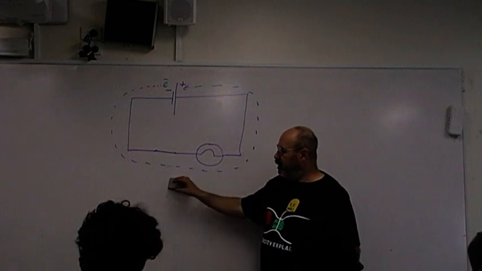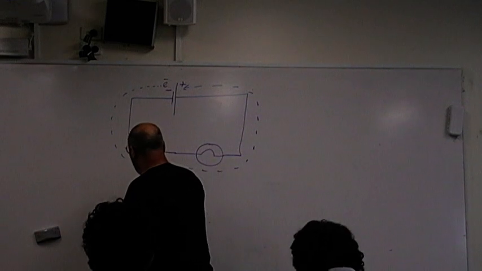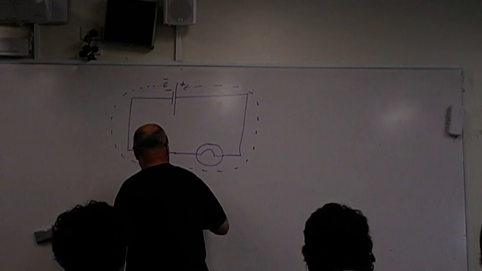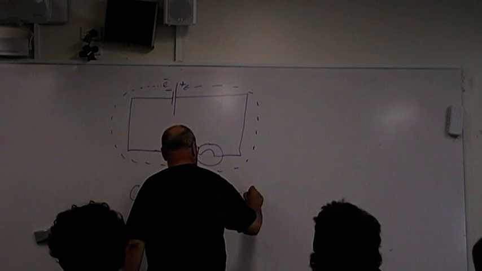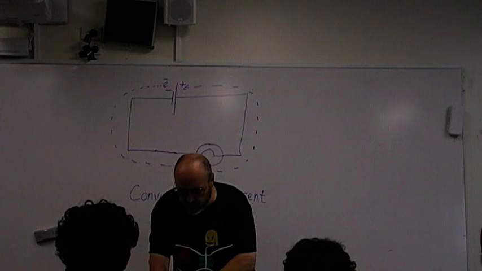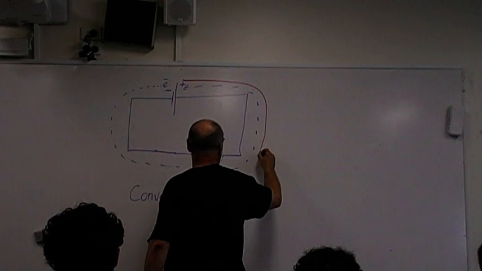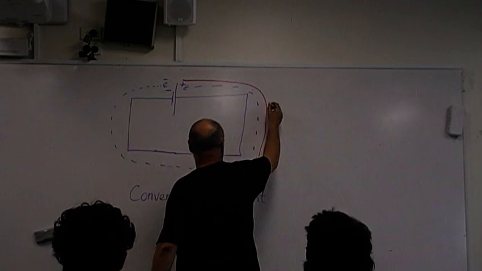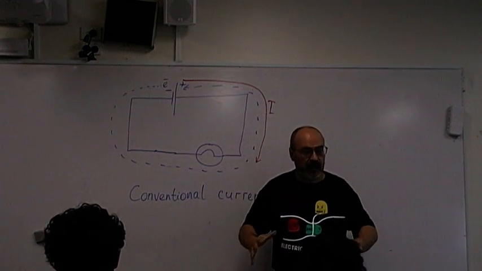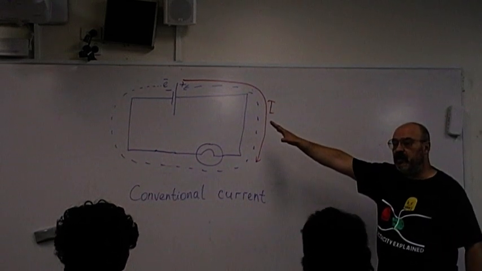But what we will be considering as the direction of the current is what's called conventional current. The direction of the conventional current is taken from positive to negative. So that's what will be taken as the direction of the current. It's a convention.